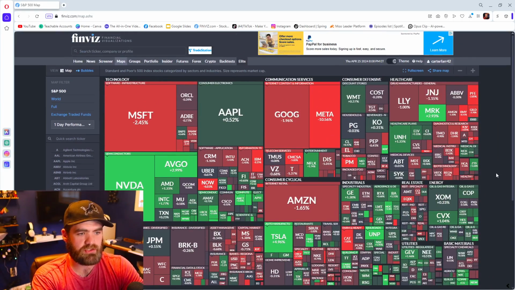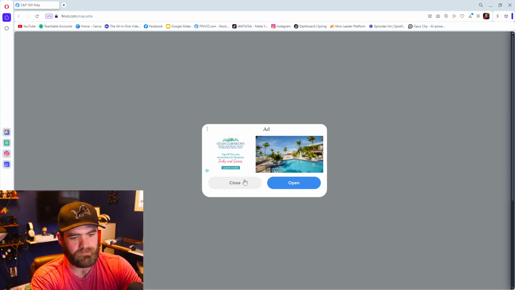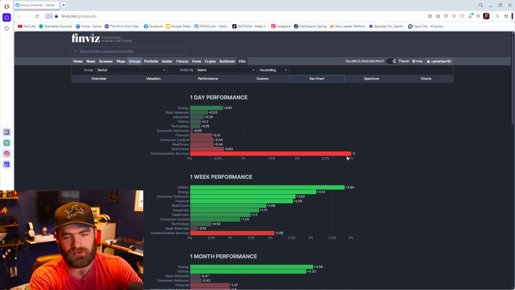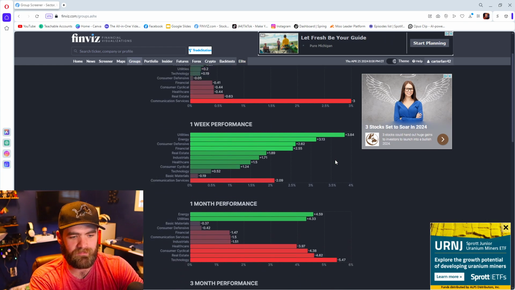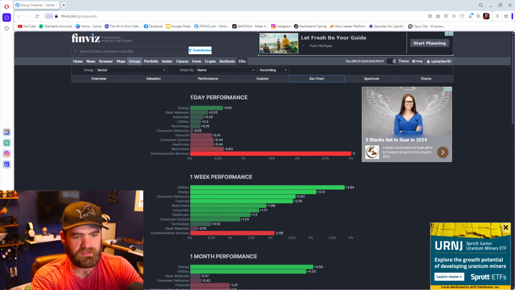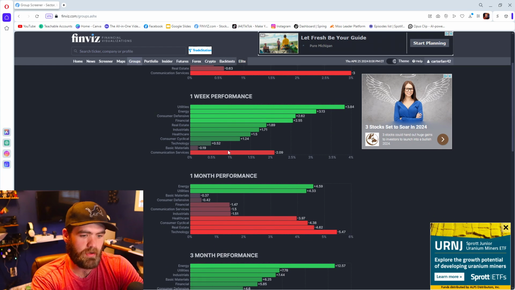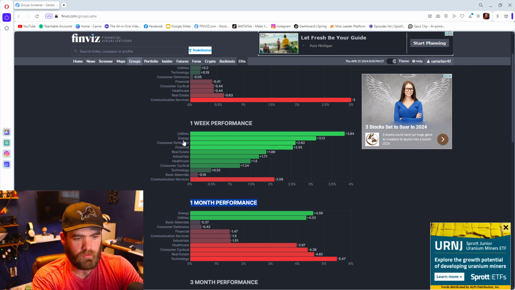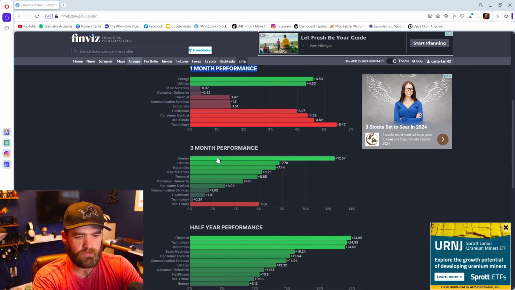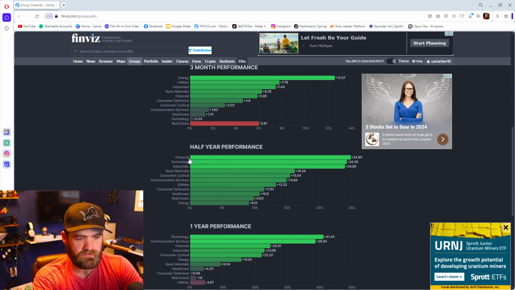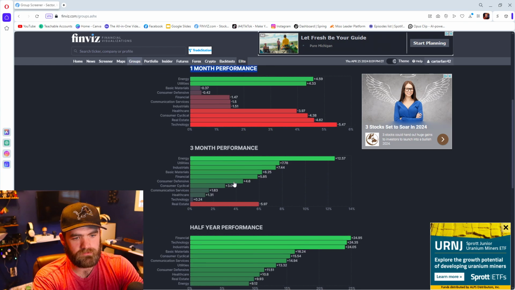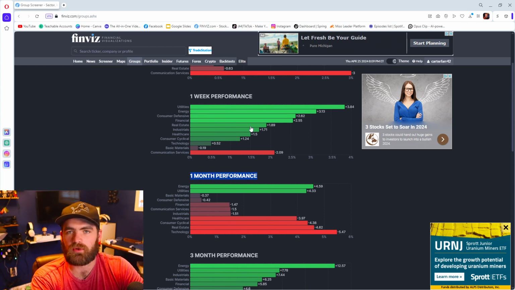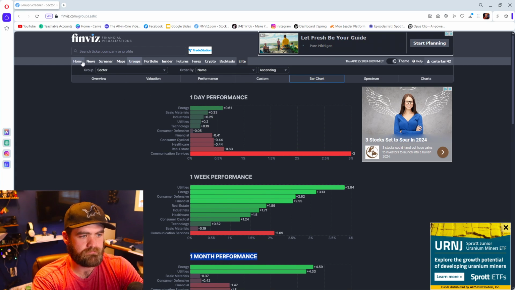Another very simple way to do that is to go to the groups tab up here. Once you click that, close out of the ad. That's the thing about Finviz, there are ads if you don't pay for it. You can see the performance for stocks that are doing well. For 1 month performance, energy has been doing very well. For 1 week, utilities, then energy. 3 months, energy. Half year, financial. So you can start getting a gauge of what stocks and sectors are performing well. But let's go back to the home screen.